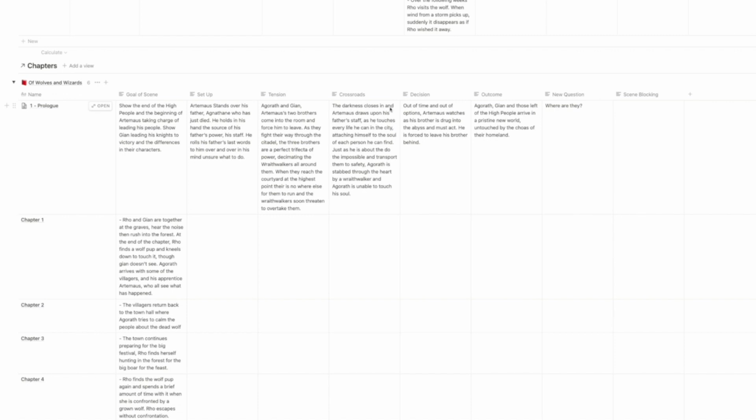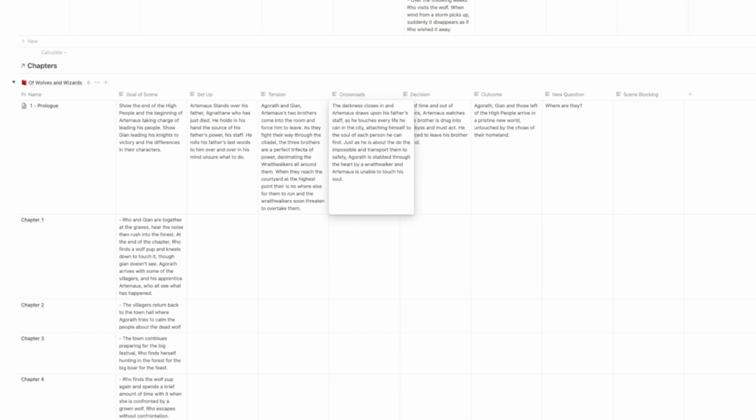But the darkness closes in, and Artemis draws upon his father's staff. There's going to be some way that he knows to do this, because that'll have to tie in later in different books and all that kind of stuff. As he touches every life he can in the city, attaching himself to the soul of each person he can find, just as he is about to do the impossible and transport them to safety, Agorath is stabbed through the heart by a Wraithwalker, and Artemis is unable to touch his soul.